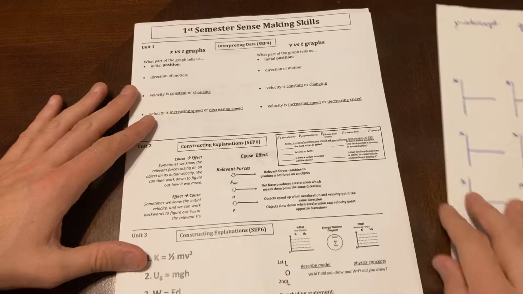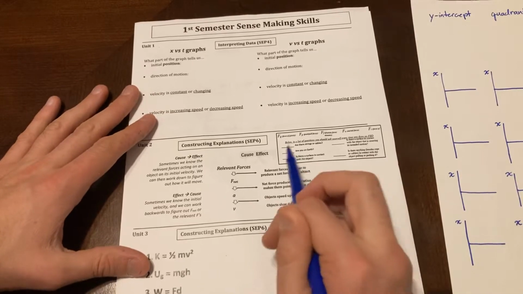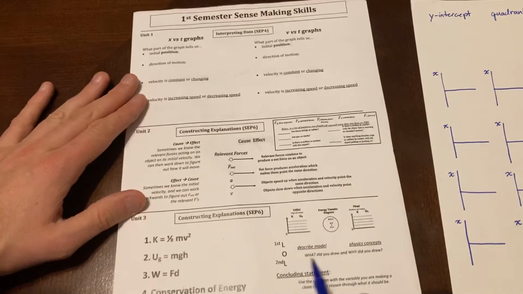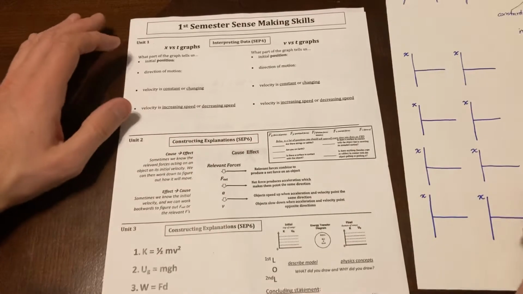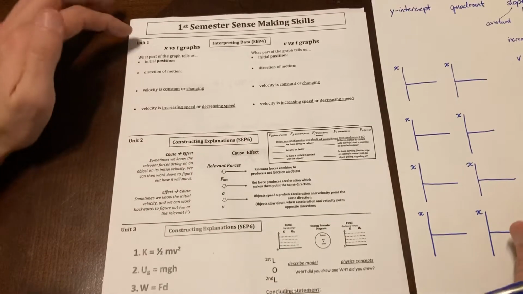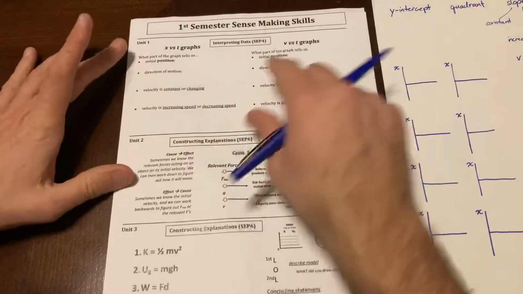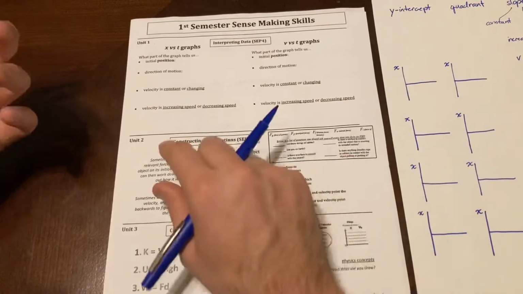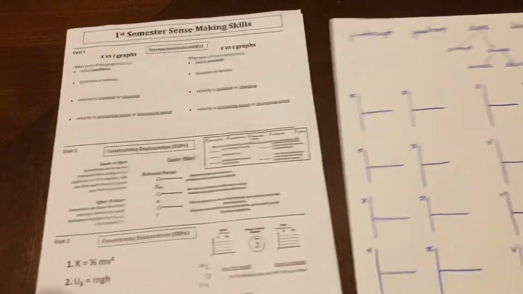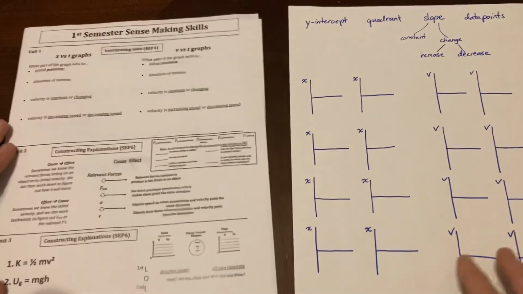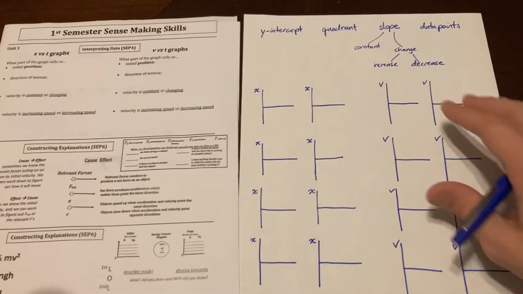Here you don't need to fill anything out unless you want to fill out what forces are which, which actually I would recommend doing. But on this top page, we want to just recall what parts of the graph tell us direction of motion, constant or changing velocity, or increasing or decreasing speed. I'm not going to right out tell you, but I'm going to give you some hints right here because it's been a while.